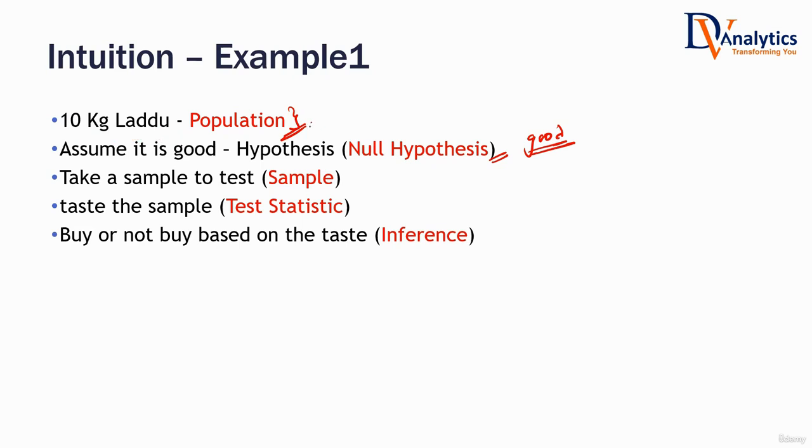We take a sample. In our case, what is that sample? What is the sample size? We took one laddu, one piece. Then we tasted it. So the whole testing happened in our mouth. Do you agree with that? Tasting the sample is known as the test statistic. We use some parameters. We cannot define those parameters right now, but those parameters are in our mouth, isn't it?